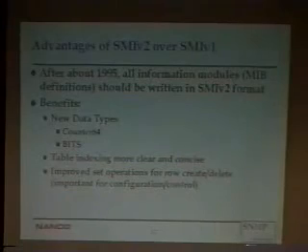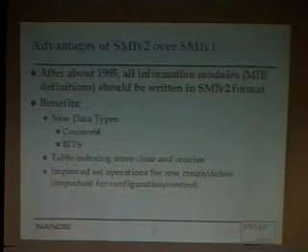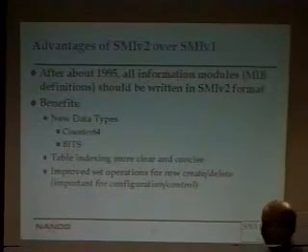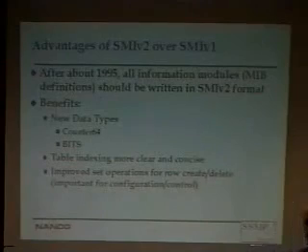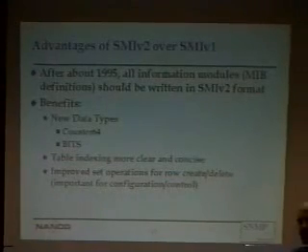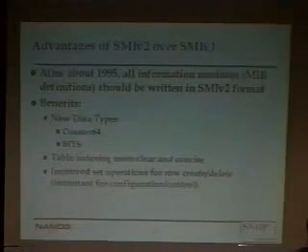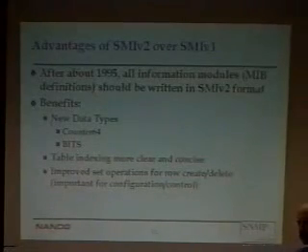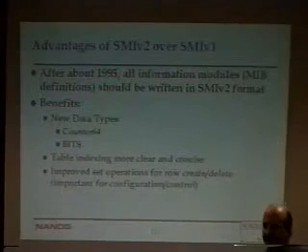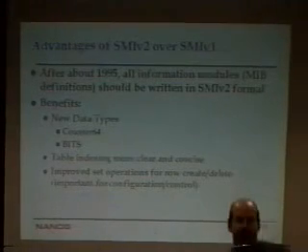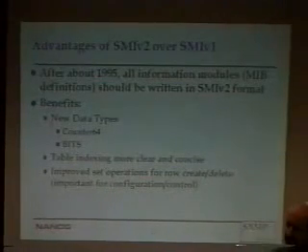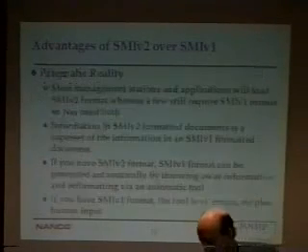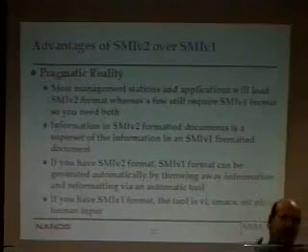So what are some advantages of SMI version 2 over SMI version 1? Well, it was first introduced in 93, and it took a couple of years for it to mature and get into place. Since about 95, all information modules that are produced, whether those are standard MIB modules or those coming from a particular vendor, should be written in SMI v2 format. There are several benefits of that, some new data types, table indexing was made more clear, and there are improved set operations through the row status textual convention.